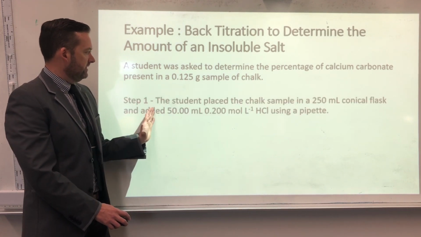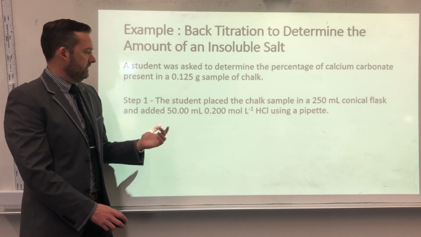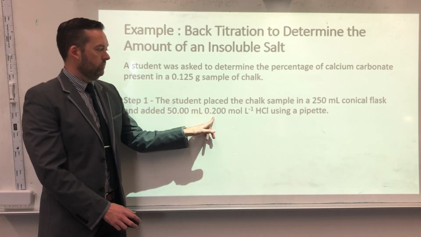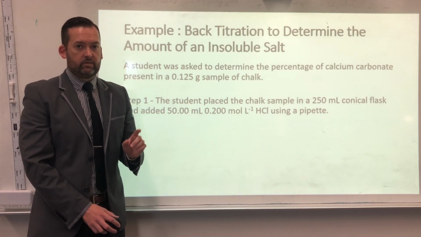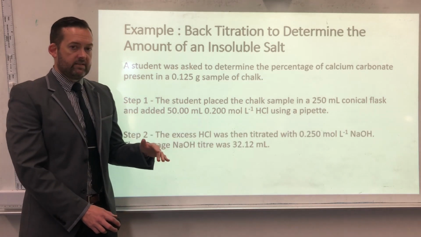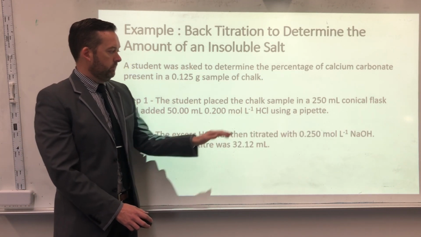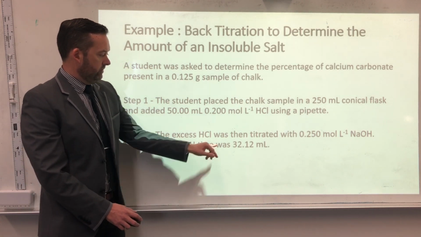So first of all, step 1. The student placed the chalk sample into a 250 mL conical flask and added 50 mL of 0.2 molar hydrochloric acid using a pipette. So we know exactly the concentration and volume. So we know moles. Step 2. The excess hydrochloric acid was then titrated with 0.25 molar sodium hydroxide. The average sodium hydroxide titer was 32.12 mL.